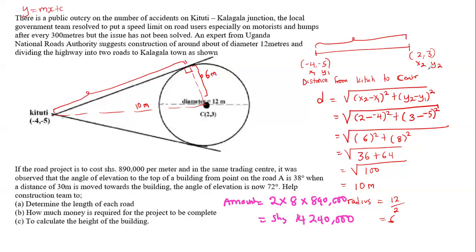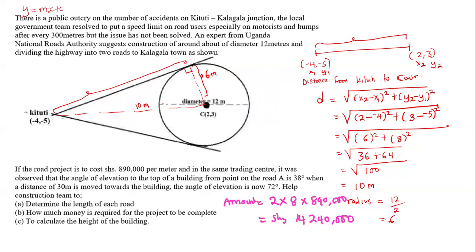Teacher, I'm confused why the 8. I thought we were supposed to use Pythagoras theorem in order to get the other side of the triangle. Yes, and that's what we have used. Remember, you had something like this. So we have used Pythagoras theorem.